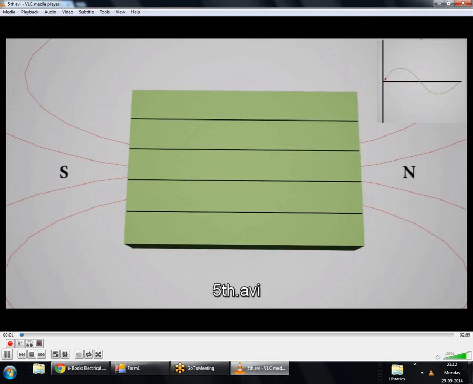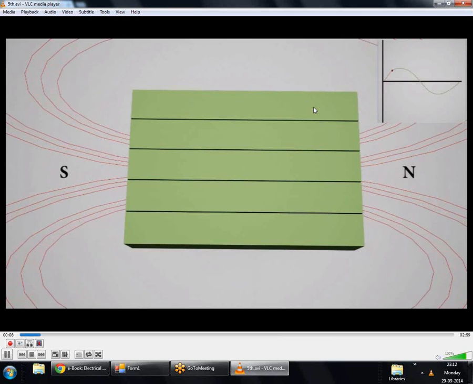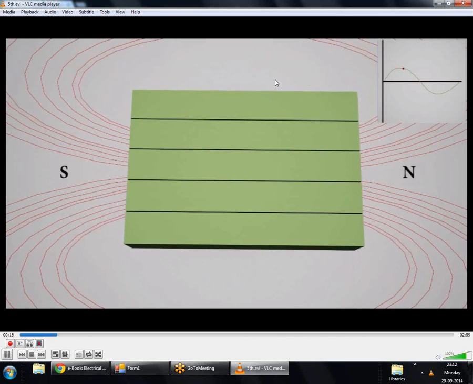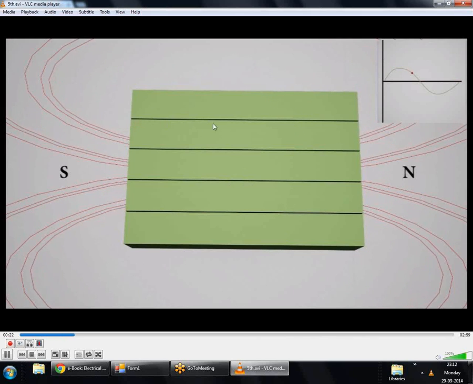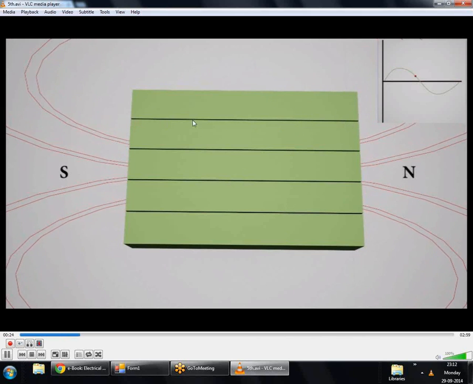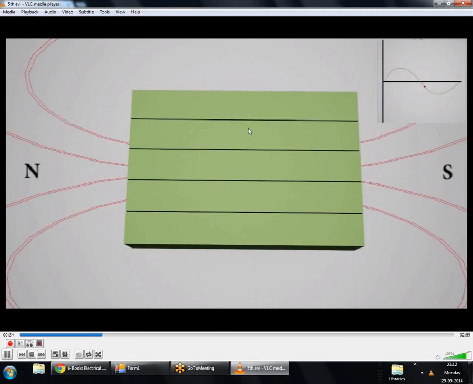If we see here, the same ferromagnetic core which was used in the previous animation is now laminated, and we have 5 slabs, 1, 2, 3, 4, 5, and each of the 5 slabs is separated from each other by an insulating layer shown in the black color. So this black color represents an insulating layer. Due to this insulating layer, each slab is electrically isolated from its neighboring slab.